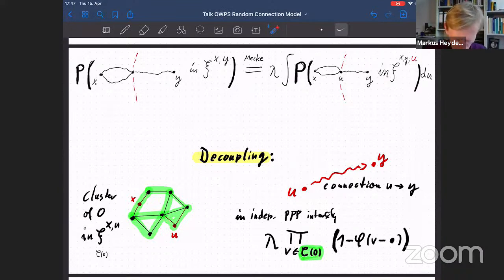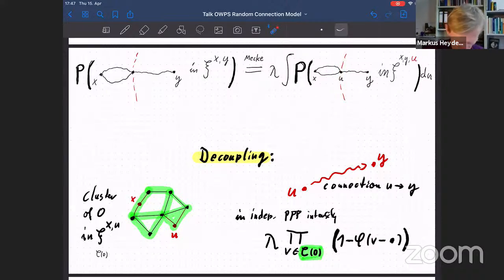And what we want to do then is a decoupling. So we have now a configuration where x is connected to u, and it's even doubly connected. And then u is connected to y, but somehow this part of the cluster is not interfering with this part of the cluster. So this is indicated with that red line.